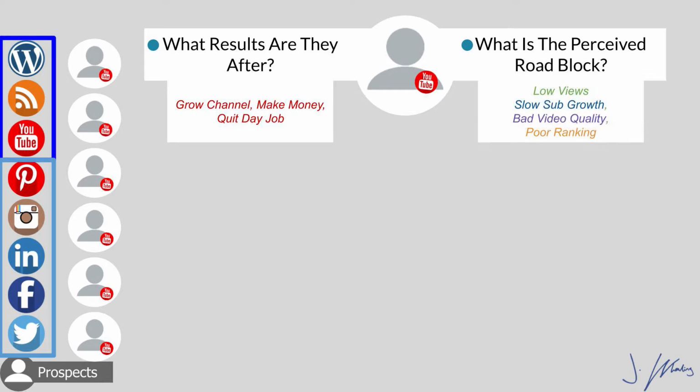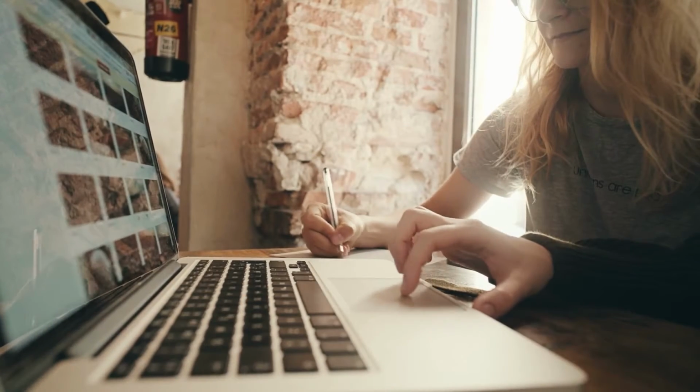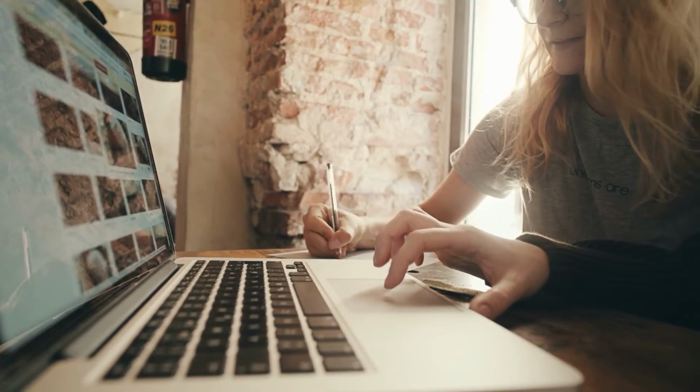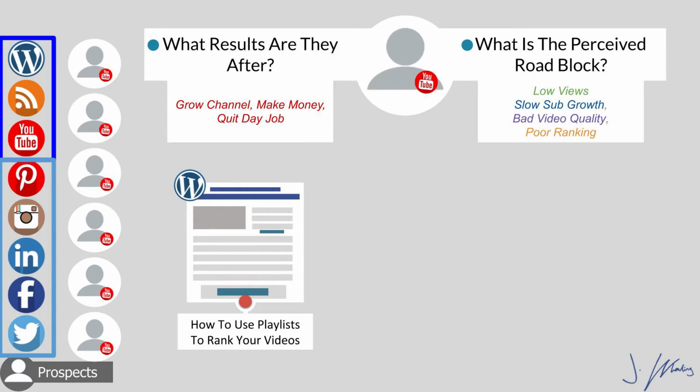Well, they probably think they need more views than they're getting right now. They're probably not happy with their subscriber growth rate, and maybe they think their video quality isn't up to par, or they need to improve the ranking of their videos. So with this very simple list, we can come up with three different ideas for a how-to tutorial, right? So the first one could be how to use playlists to rank your videos. We're specifically talking to someone who is struggling to rank their videos, and we're talking to our ideal customer who is presumably struggling growing their channel and trying to rank their videos.